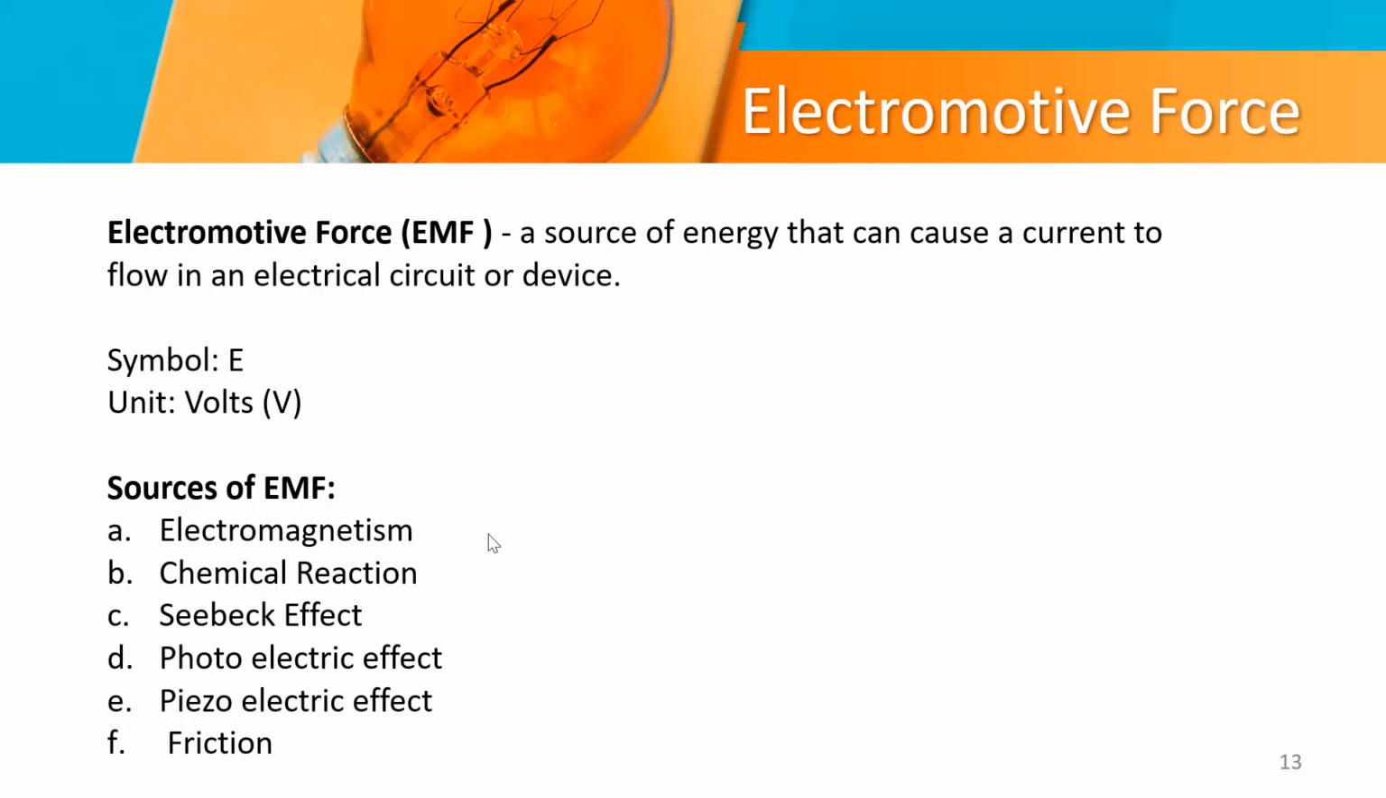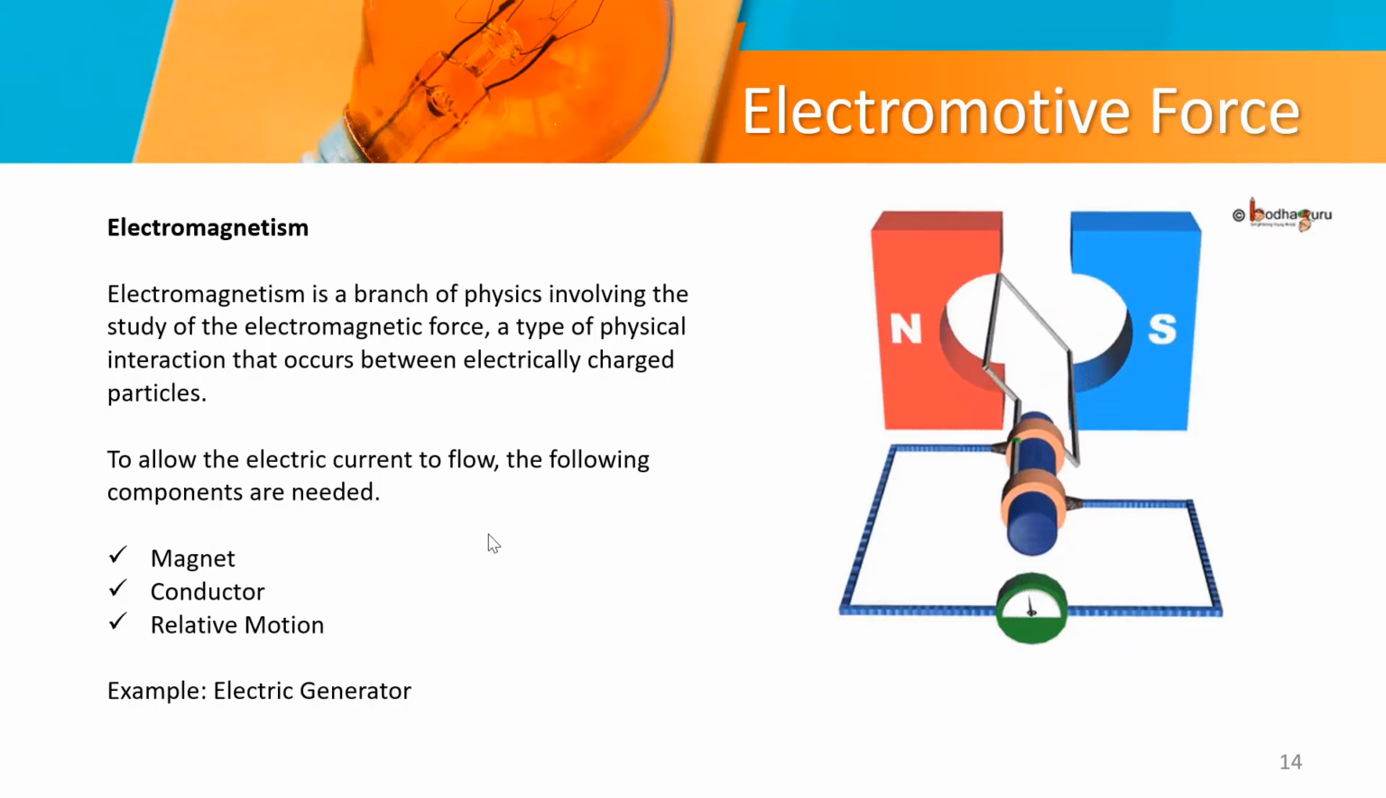Now, the second one is the electromotive force. Electromotive force is a source of energy that can cause a current to flow in an electric circuit or device. The symbol for electromotive force is E and the unit is volts. Now, there are different sources of EMF which cause the electrons to flow. Number one is electromagnetism. Number two is chemical reaction. We also have the Seebeck effect, the photoelectric effect, the piezoelectric effect, and friction. Okay, now let us discuss this one by one.